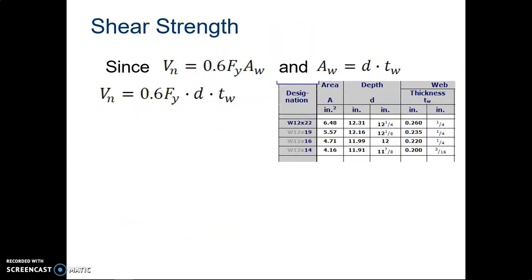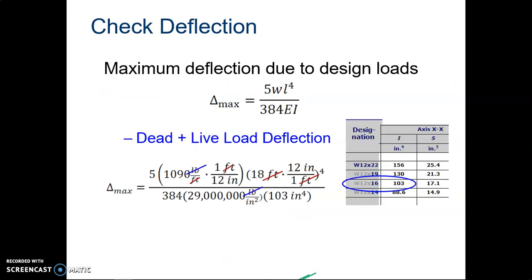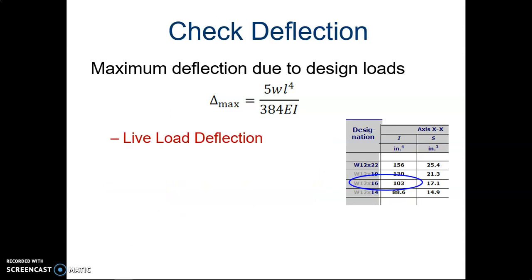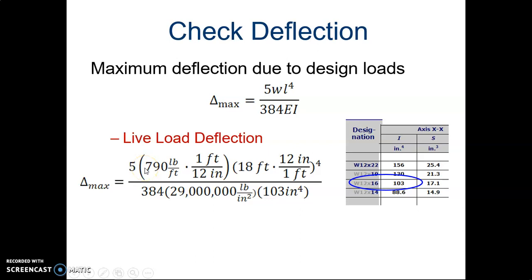Let's go back to where we were at. Okay, so then W is the 790, same thing, and now we're checking it as compared to the L over 360, and it does not work. We have an allowable of 0.6 inches, but we're actually deflecting 0.63.